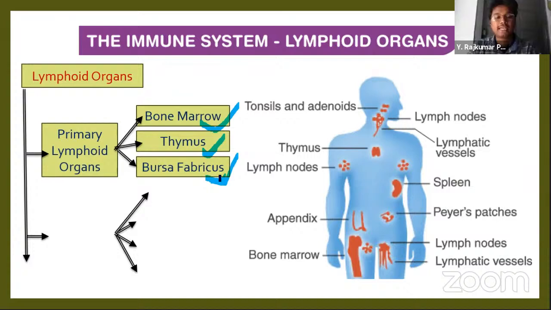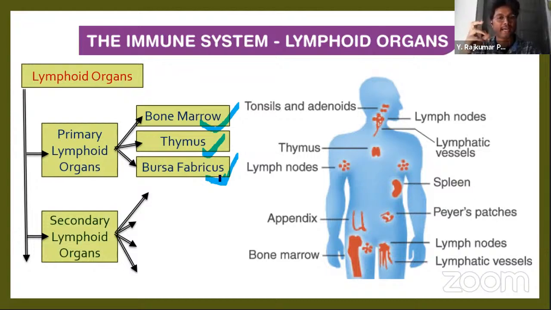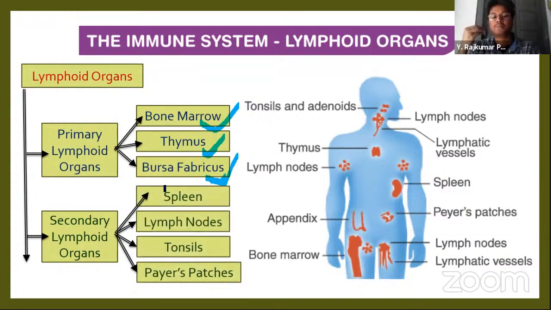Secondary lymphoid organs are the sites of mechanism. Okay, so where the actual process takes place. Secondary lymphoid organ examples are spleen, lymph nodes. Look at the slide. Spleen, lymph nodes, tonsils, and Peyer's patches. So why are secondary lymphoid organs important? In these organs, bacteria are collected and they are killed by the lymphocytes. Okay, they are the action sites of the immune system. Hence, they are called secondary lymphoid organs.